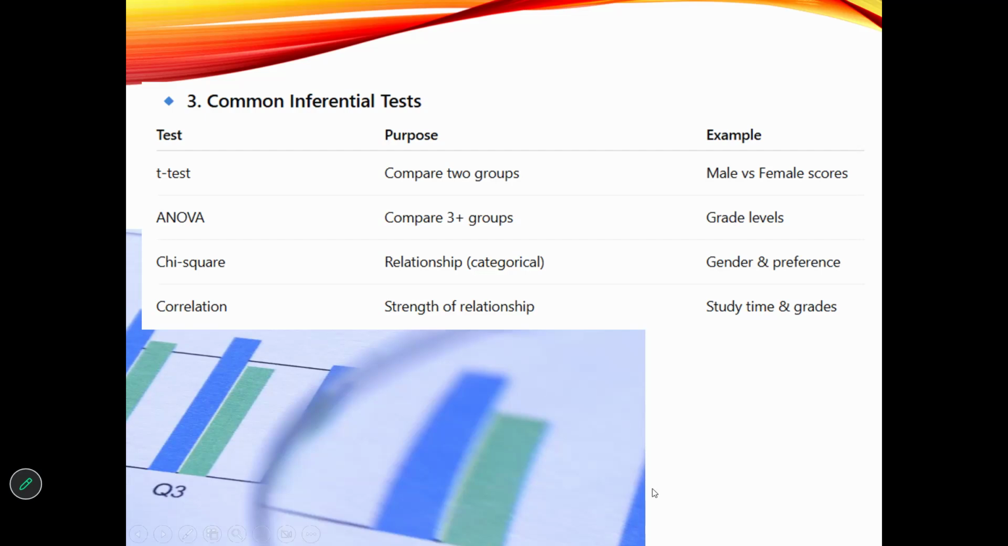And another test is the chi-square. The chi-square, you can search it online. There is a formula used in this test. And chi-square is used when you are measuring relationship with categorical data. For example, your data is about gender and preferences. And another test is the correlation. The purpose of the correlation test is to measure the strength of the relationship between variables. For example, the study time and the grades. So these are the common inferential tests.